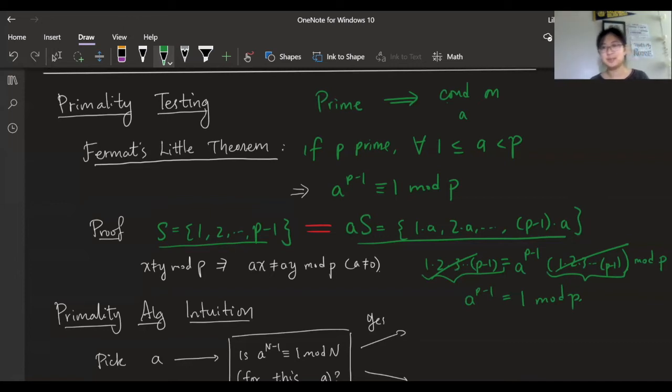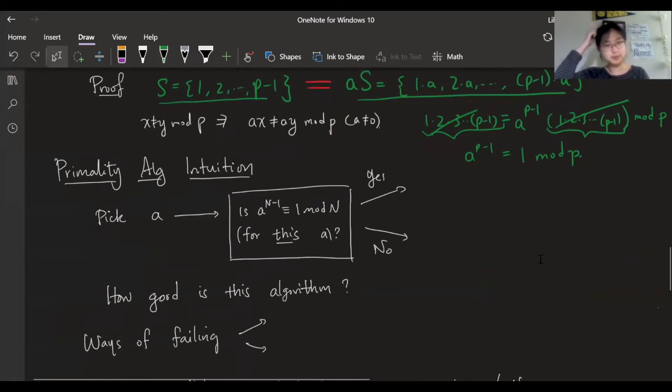So sirens should be going off in your head, because you should be thinking, Lily, why are you lying to me? Theorems can't be reversed like this. And you would be completely correct. Theorems cannot be reversed like this, but we'd like to give it a shot. So in this primality algorithm intuition, we're going to try to give this a shot.